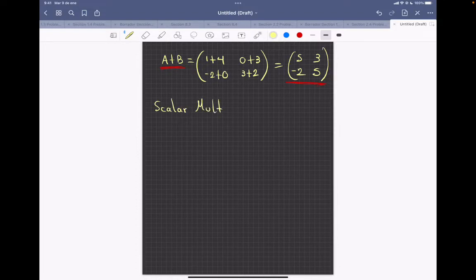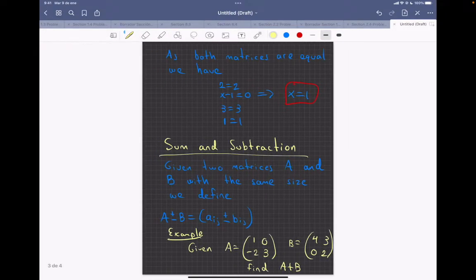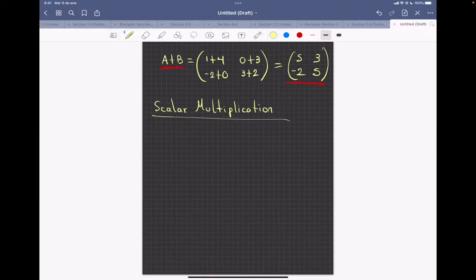Scalar multiplication. Given a real number C and a matrix A given by Aij, we define C times A.